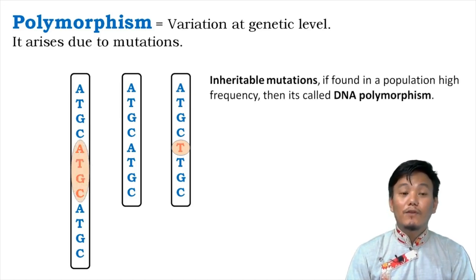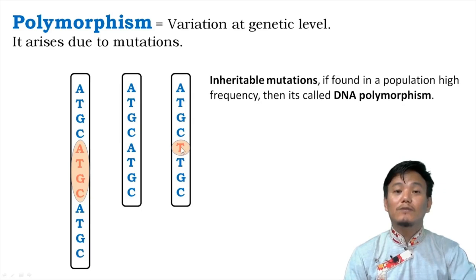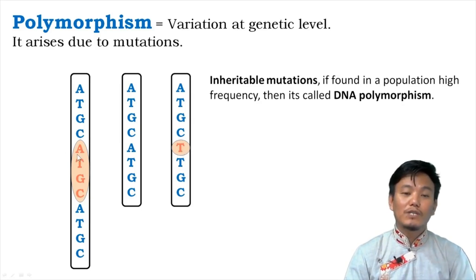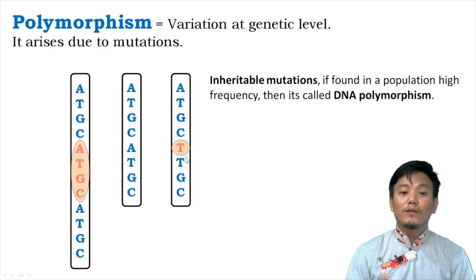And if the mutations become inheritable, if the mutation which has occurred in the original individual is passed down to the next generation, then inside the population, the frequency of this particular mutation will start to increase. So when the inheritable mutations are found in a population at higher frequency, then it is called DNA polymorphism.